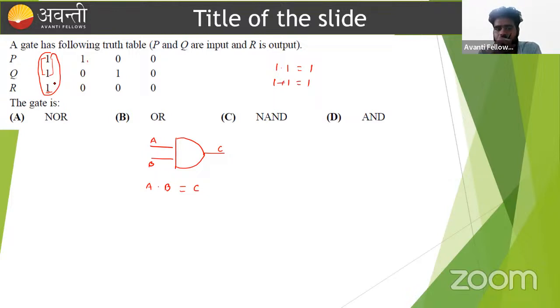What is the meaning of this? This particular property belongs to the AND gate. Which option is correct? AND gate. I hope this is clear. That is a very easy and scoring topic.